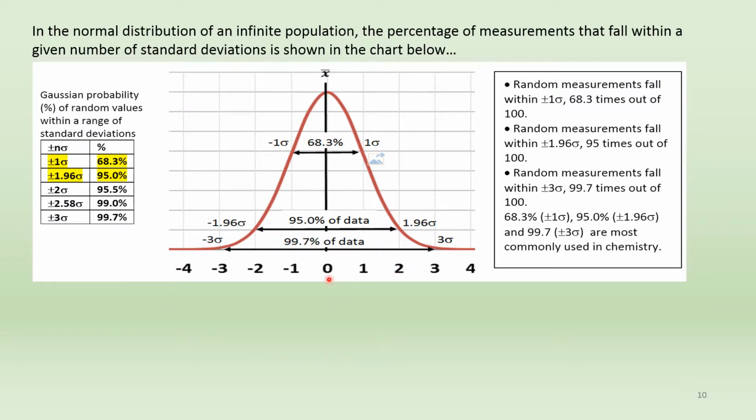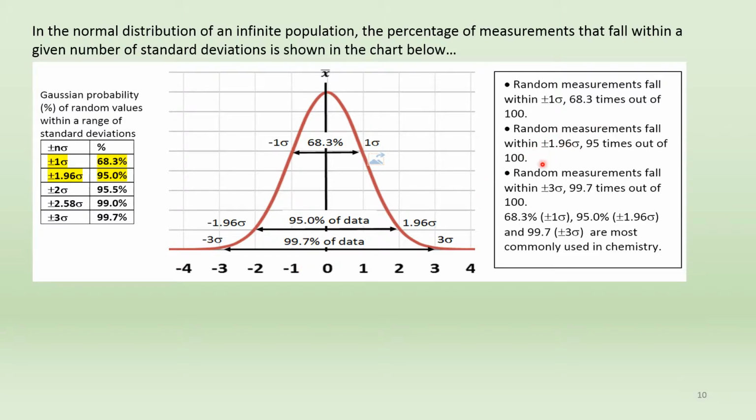Now, there are many markers we could look at, but the 3 most important, at least in chemistry, are listed here, and let's discuss these. Random measurements fall within plus or minus 1 standard deviation 68.3% of the time. Another way to state that is if we looked at the total area under the curve, the area between plus 1 and minus 1 standard deviation represents 68.3% of the total area.